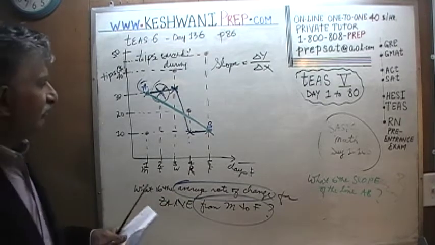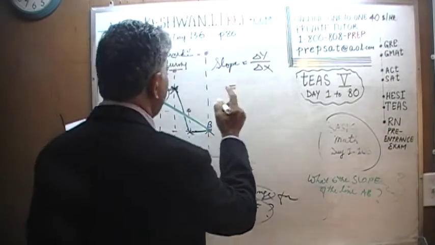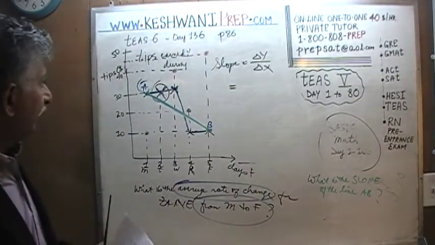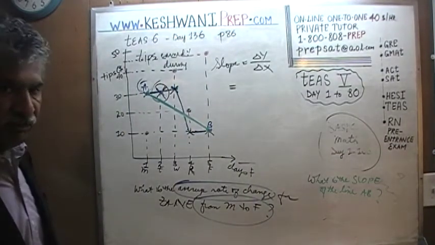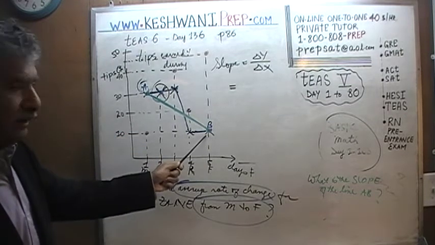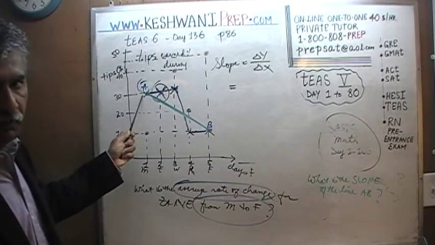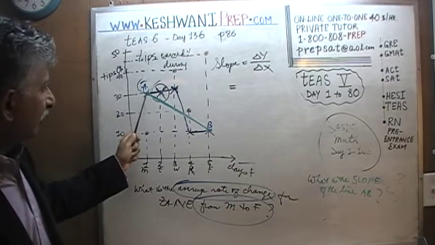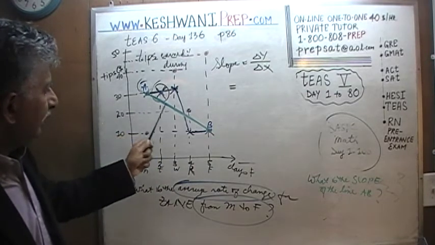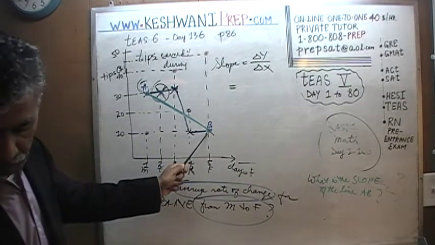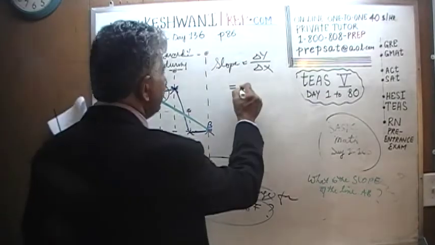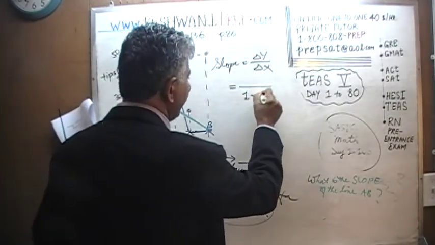So the change in x going from Monday through Friday, when you're doing the slope, listen very carefully, you have to be consistent. Either we go from A to B or from B to A. We cannot mix it up. If you're going to go from A to B, the change is from 1 to 5. We're starting at 1 and ending at 5. That's the change.